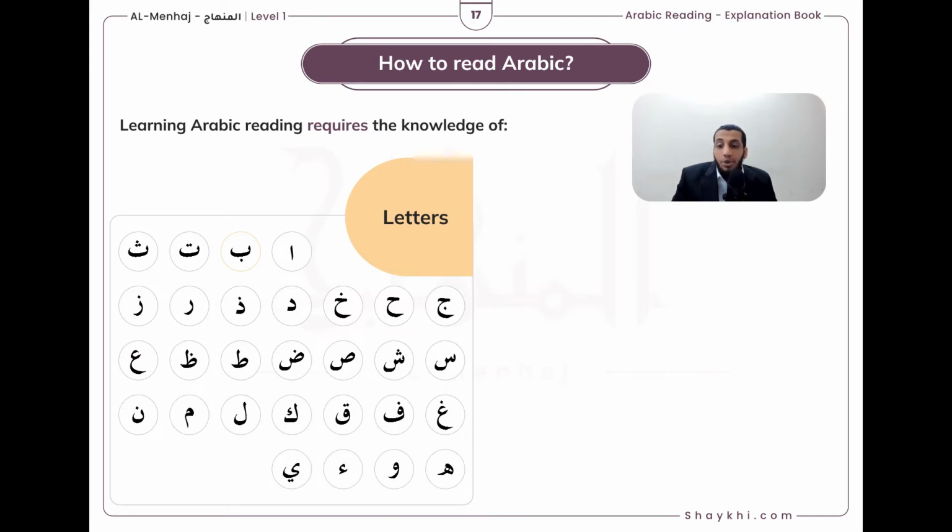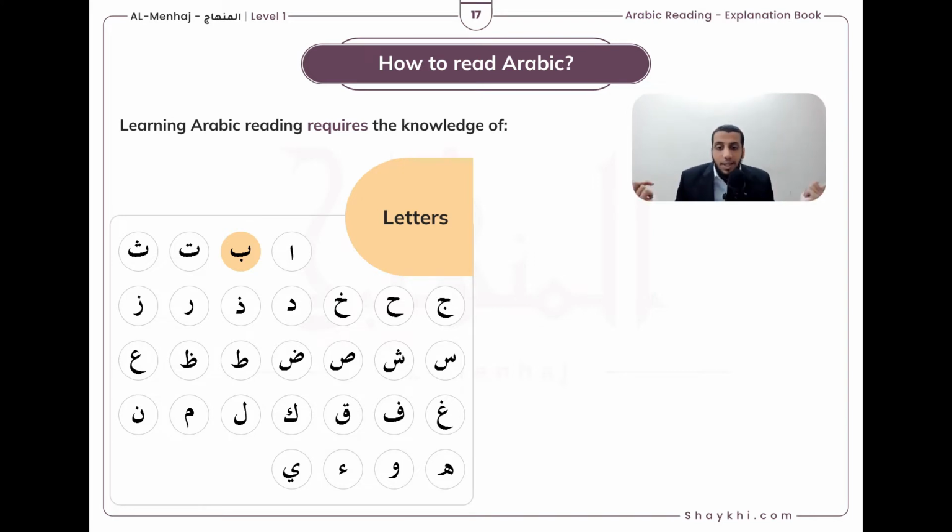1, 2, 3, 4, 5, 6, 7, 8, 9, 10, 11, 12, 13, 14, 15, 16, 17, 18, 19, 20, 21, 22, 23, 24, 25, 26, 27, 28, 29. Yes, we have 29 Arabic letters. But here we have a surprise. What is it? That Arabic reading is a phonetic language.